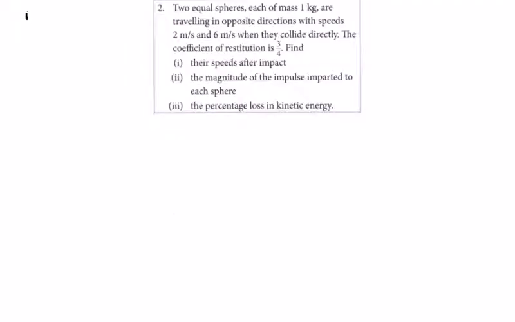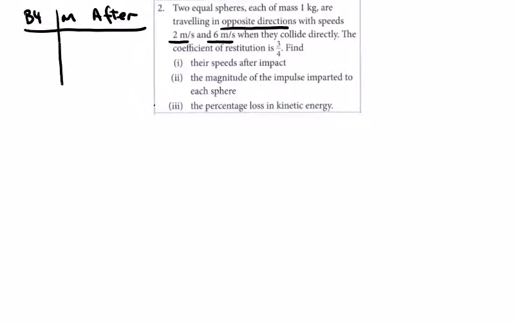In question 2, if we set up our table, we have before, we have our mass, and we have after. Similar type of question. We're told here they're in opposite directions this time, so we're going to have one positive speed and one negative in the direction that they're going. So if we call the first one, what have we got? We have 2 equal spheres of mass 1, so a 1 and a 1 are traveling in opposite directions with speed 2, so we'll call this one 2i, and 6, so we have a minus 6i.